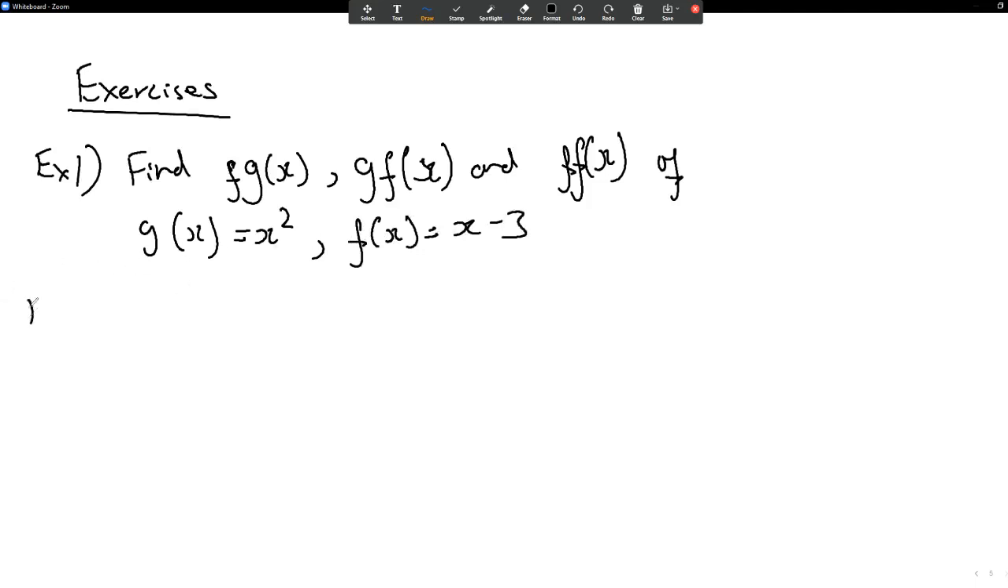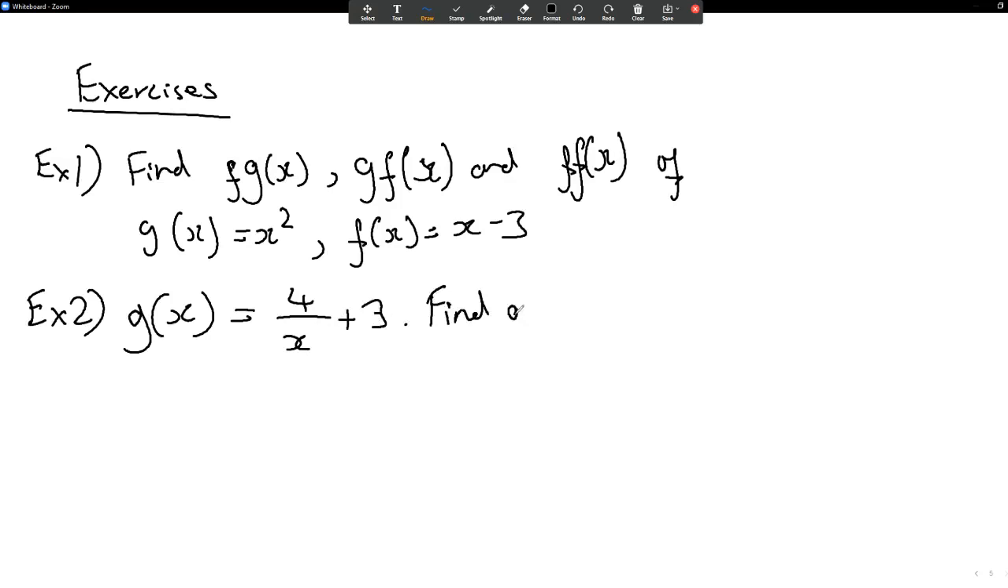Like that. Okay, and then exercise 2 will be an inverse question. So we have g of x equals 4 over (x plus 3). Find the inverse. Okay, good luck with those.